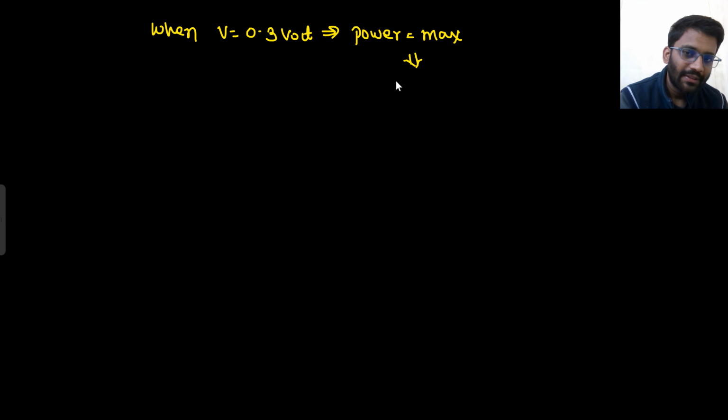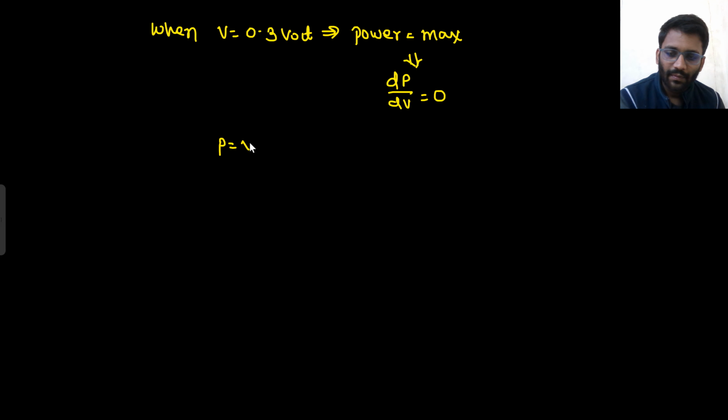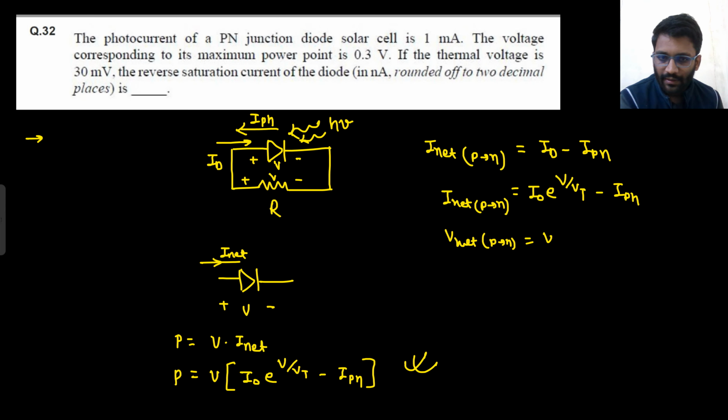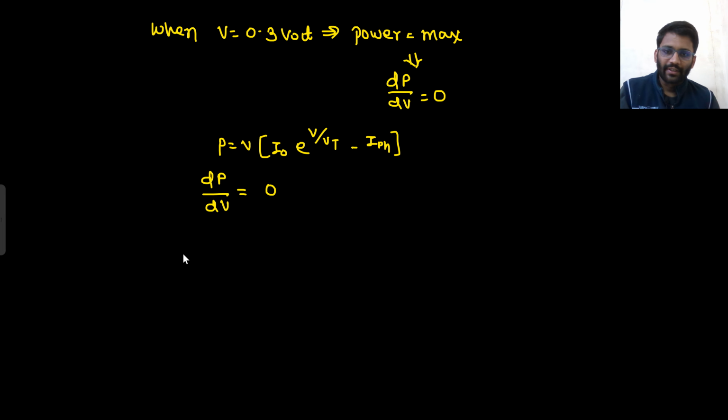If power is maximum, that means dP by dV will be 0. So basically P was given by this expression: V into I naught e to the power V upon Vt minus IPH. So we just need to differentiate and put it equal to 0. dP by dV should be equal to 0. So I will differentiate it.